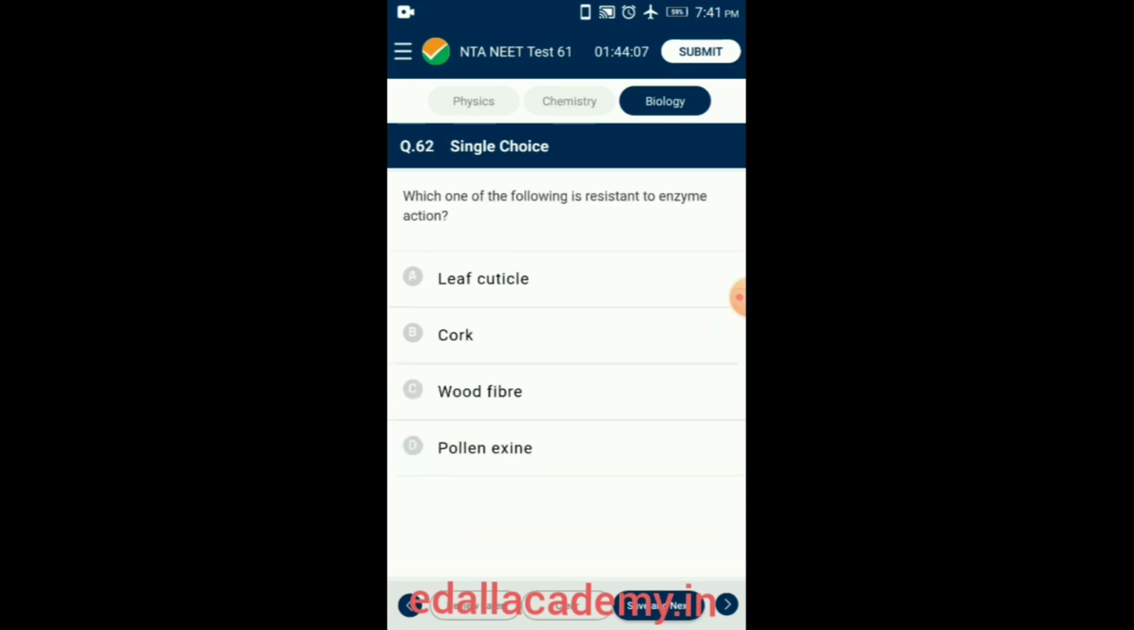Question number 62. Which one of the following is resistant to enzyme action? A pollen grain is a partially germinated microspore representing the male gametophyte. The pollen grain has two major wall layers. One is exine, which is the outer layer, and chiefly composed of sporopollenin. It is an organic polymer that is resistant to oxidation and leaching. And the intine, which is the inner layer and chiefly composed of pectocellulose. So the answer is option D, pollen exine.